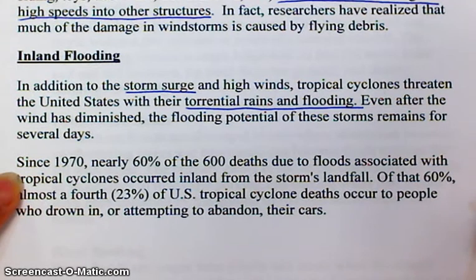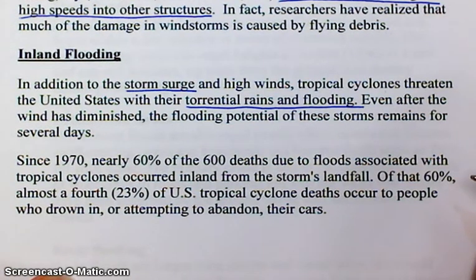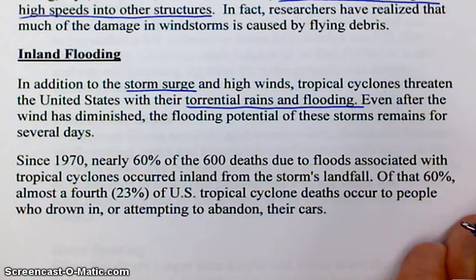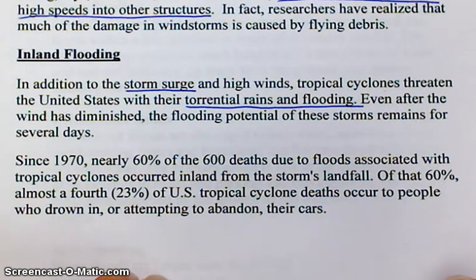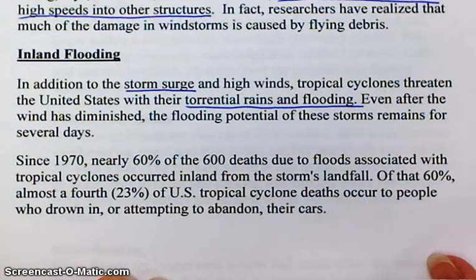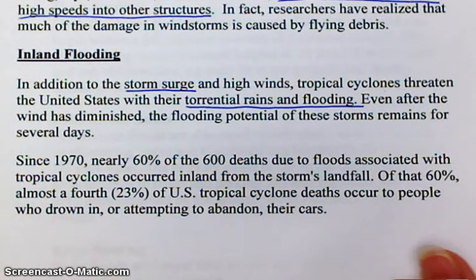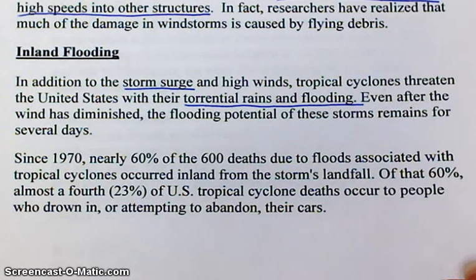Since 1970, nearly 60% of the 600 deaths due to floods associated with tropical cyclones occurred inland from the storm's landfall. Of that 60%, almost one-fourth of the United States tropical cyclone deaths occur to people who drown in or attempt to abandon their cars. This is that whole thing that goes back to turn around, don't drown. So you do not want to drive through water that is high, because we've talked about the power of water. If 1 gallon of water is over 8 pounds and you've got water even moving just 10 to 20 miles an hour and you have a couple of feet of water, that is a huge amount of force that's able to work on something. So you just don't want to even mess with that.